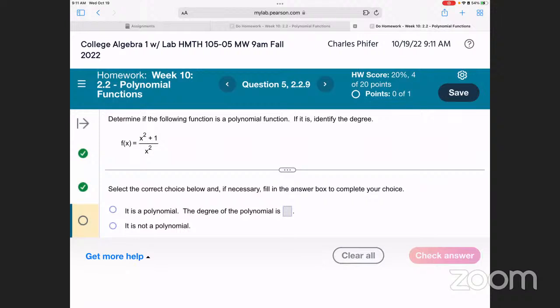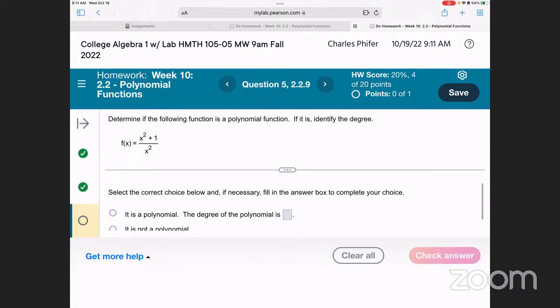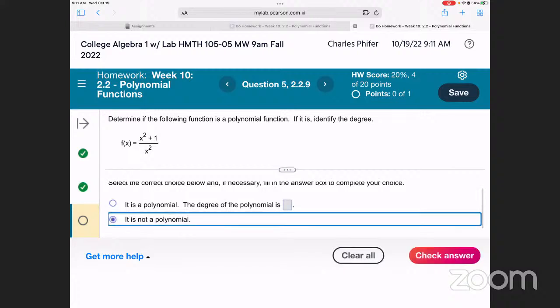Let me see. I think we're going to have a negative exponent. If we distribute that x squared, the first term turns into 1, but then the second term turns into 1 over x squared, which is the same as x to the negative 2. So it should not be a polynomial because of that negative exponent that's created.